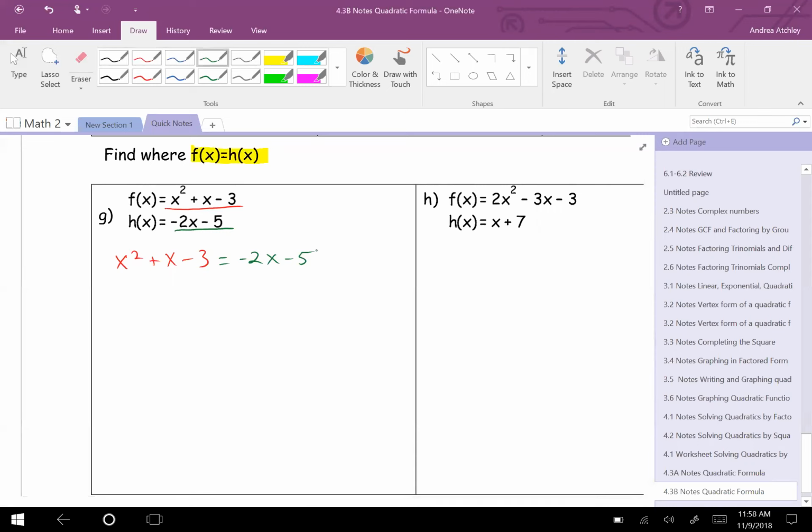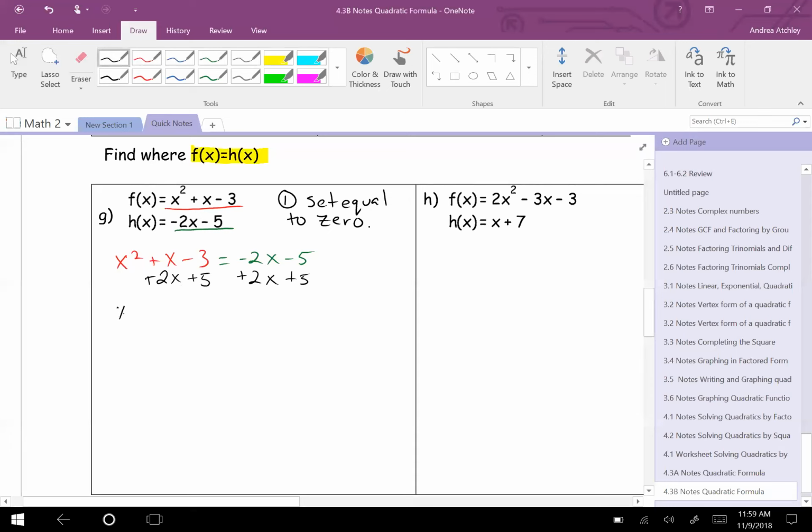Now when we're solving, this is a quadratic because there's a squared variable. Our first step is always to have it set equal to 0. When I set it equal to 0, that means I have to add 2x to both sides, and I'm going to put it right underneath that x because those are like terms. And I'm going to add 5 to both sides. I'm going to put it right next to the negative 3 because those are like terms.